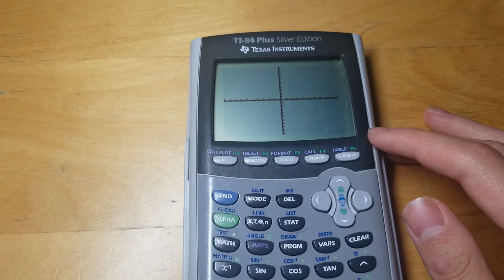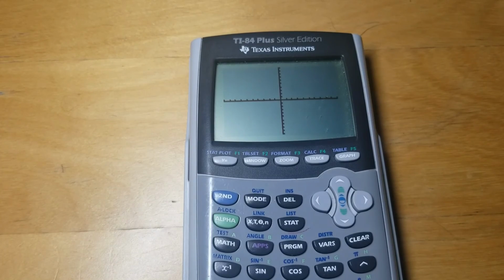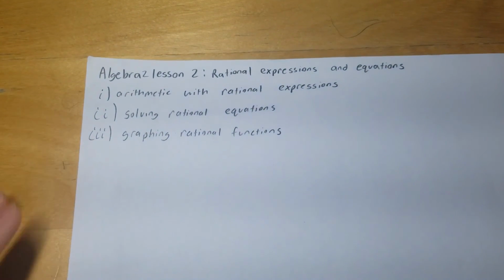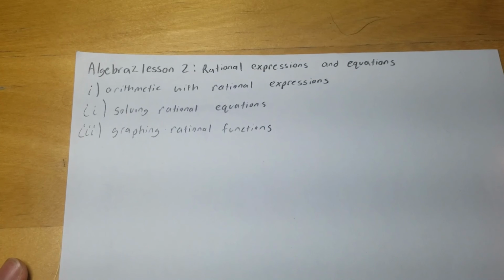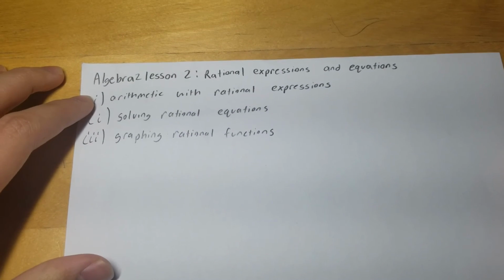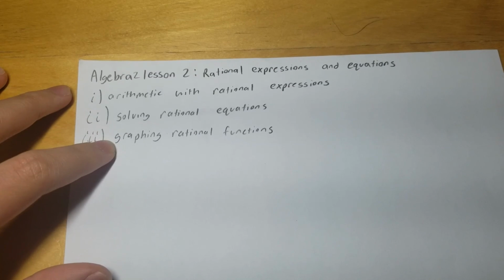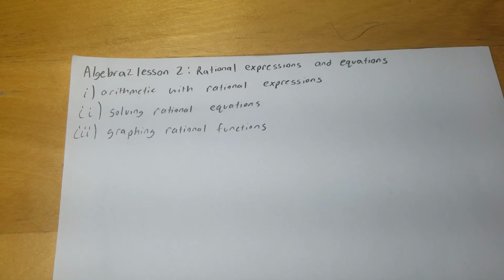Okay, and that is it for today. Going over what we learned: Algebra 2, Lesson 2, Rational Expressions and Equations. Topic 1, Arithmetic. Topic 2, Solving. And Topic 3, Graphing.